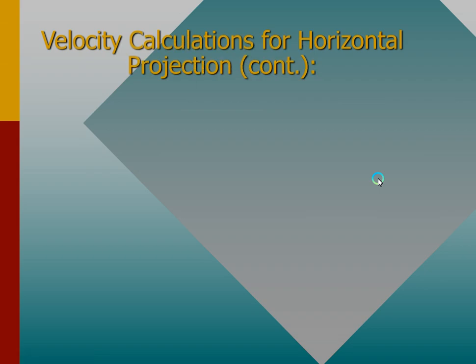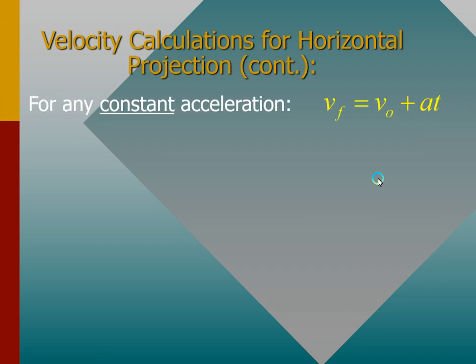For the velocity calculation for horizontal projection, for any constant acceleration, we know that this will be the formula.